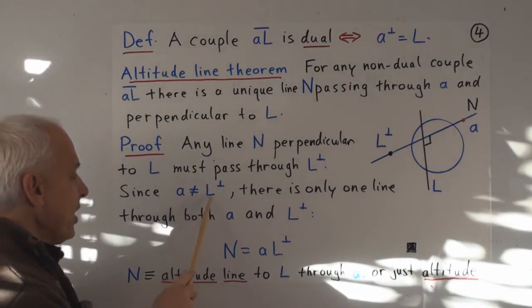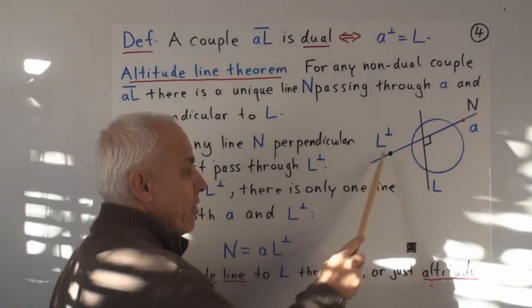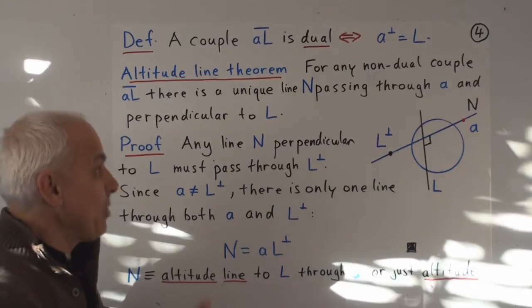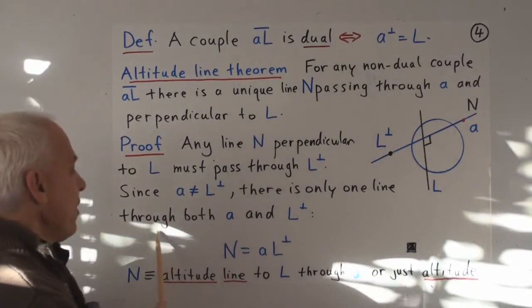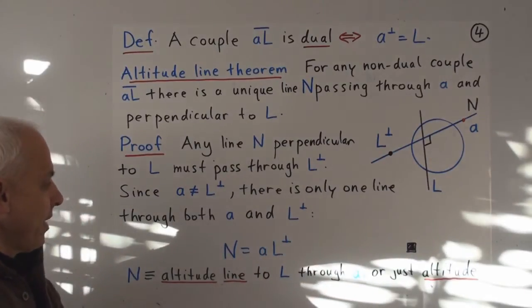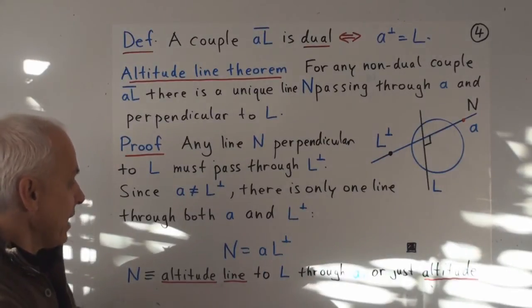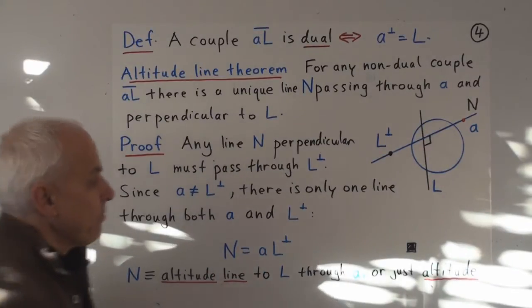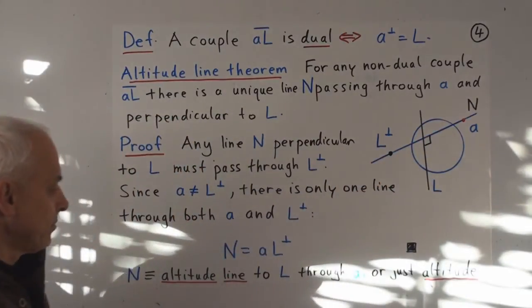Now, since A is not equal to the dual of L, this point and this point are distinct because we're assuming the couple is non-dual. There is only one line through both A and L perp. That's the line that we usually write A, L perp. And so that's the line that we're looking for. It has the properties that it passes through A and is perpendicular to L.